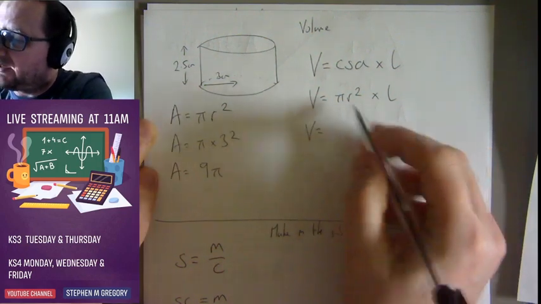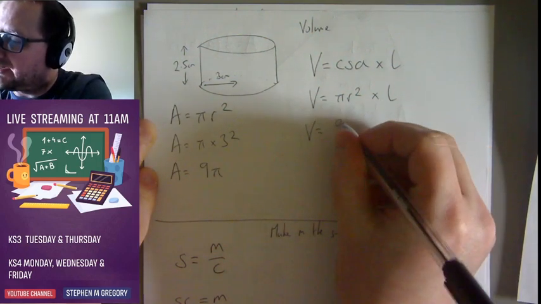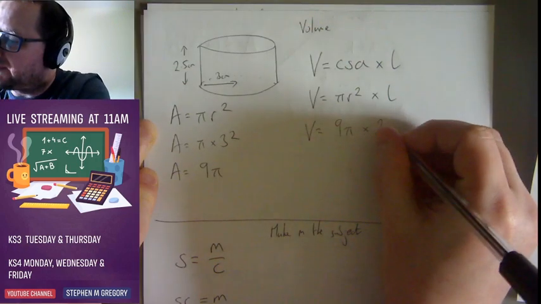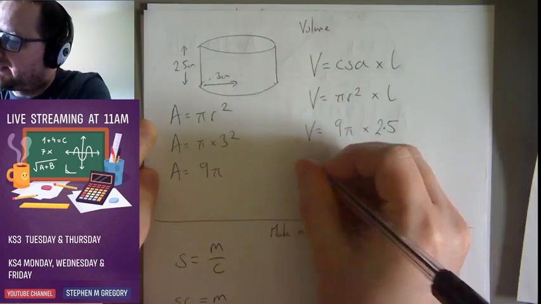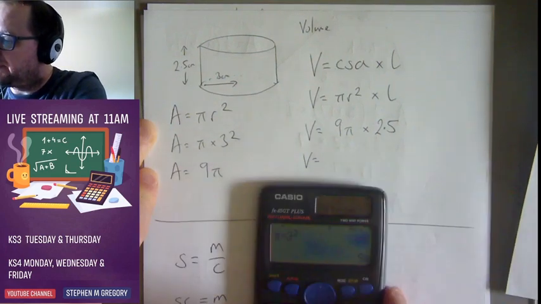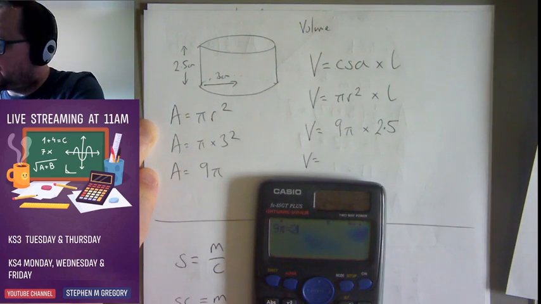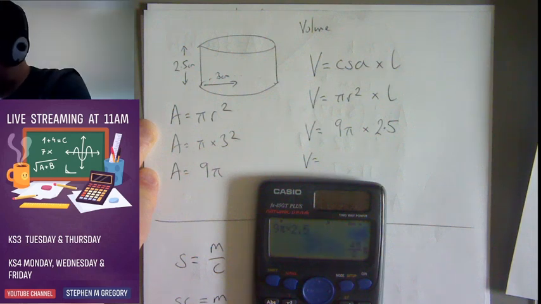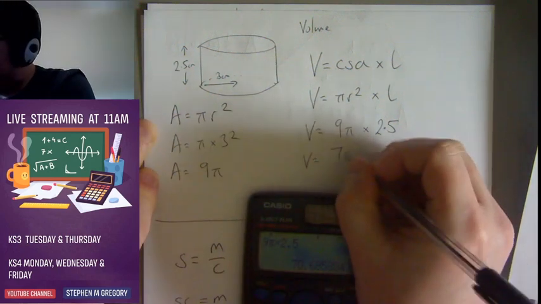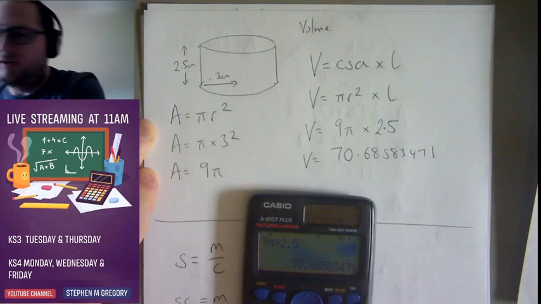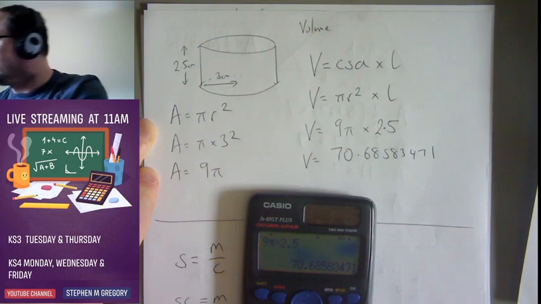So the volume now, the cross-sectional area, the circle, is 9 pi, and the length, or the height in this case, is 2.5. So my volume is 9 pi multiplied by 2.5. I press the S to D button this time, and I get 70.6858341.